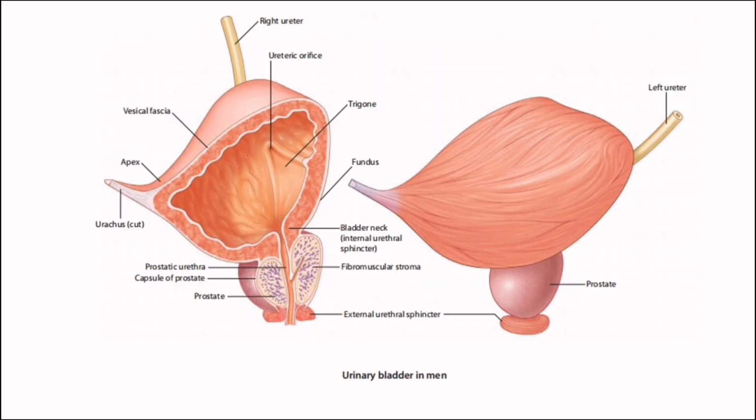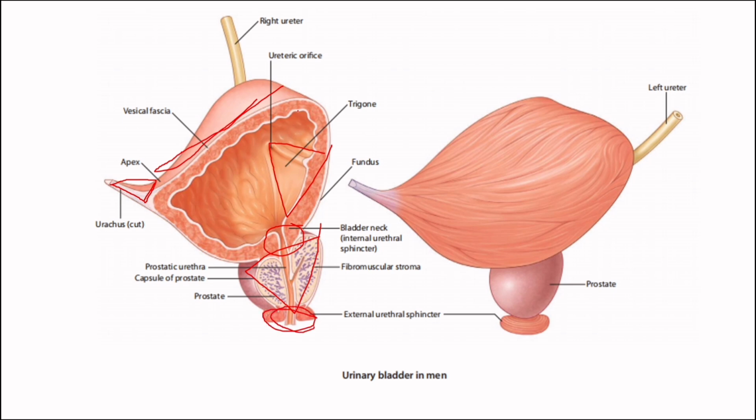Another viewpoint here. The apex, which is in communication with the obliterated urachus. The base here, which is triangular in shape. The neck, which is projected inferiorly, in communication with the base of the prostate gland. Then the superior surface here, which is covered by peritoneum. Then here we have the external urethral sphincter.